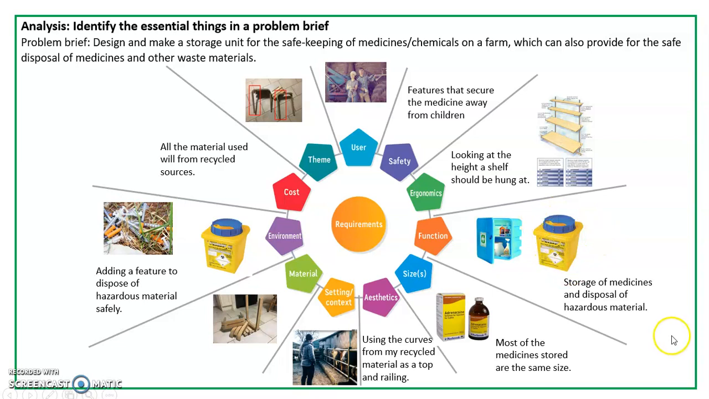Then sizes. I looked at the size of, in general, a penicillin bottle. That's the most common medicine used on a farm, and this is what they look like. They're small, with a flat top on them. Most other medicines use the exact same bottle, or else are smaller. There's not many much bigger than that size, so I wanted to keep the storage area small.